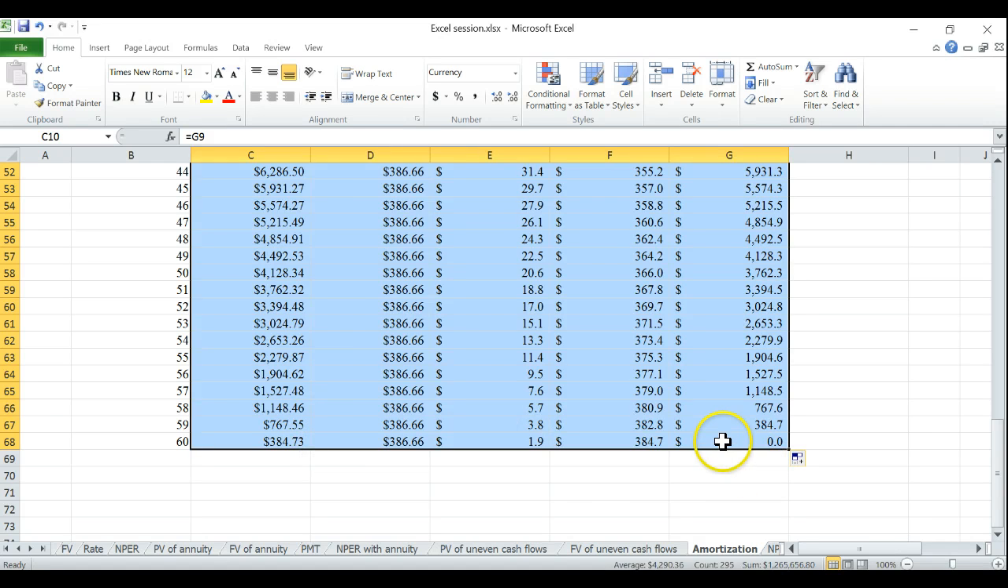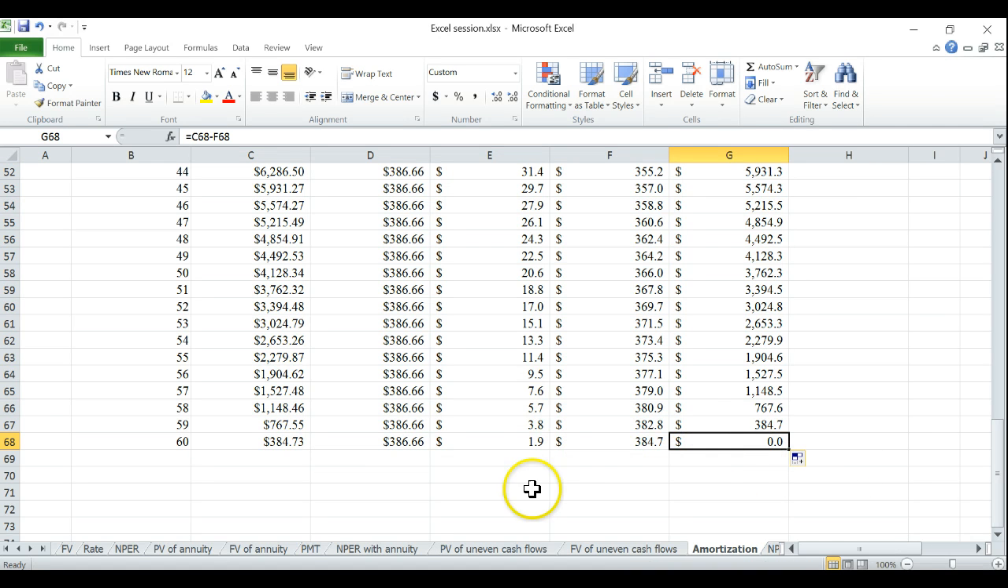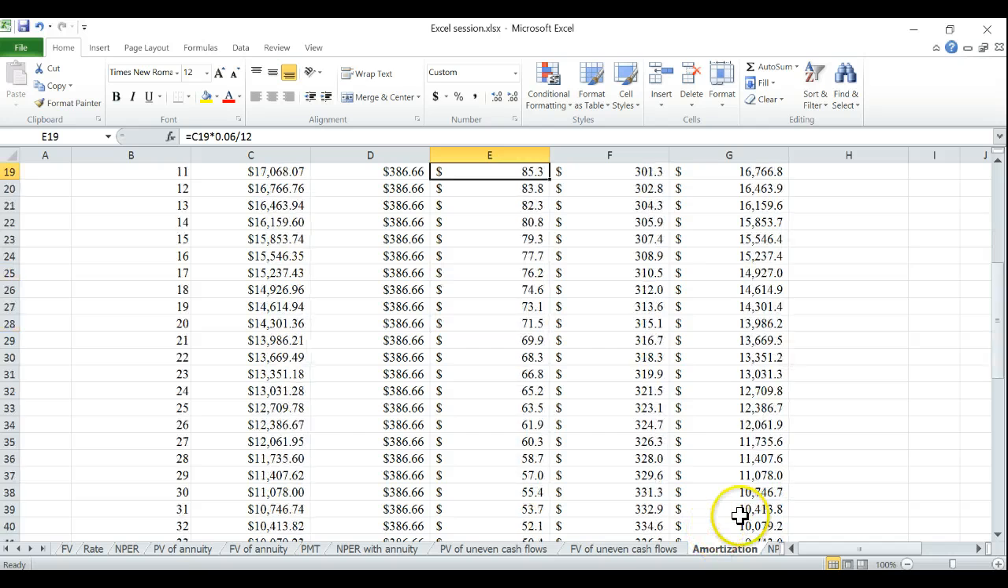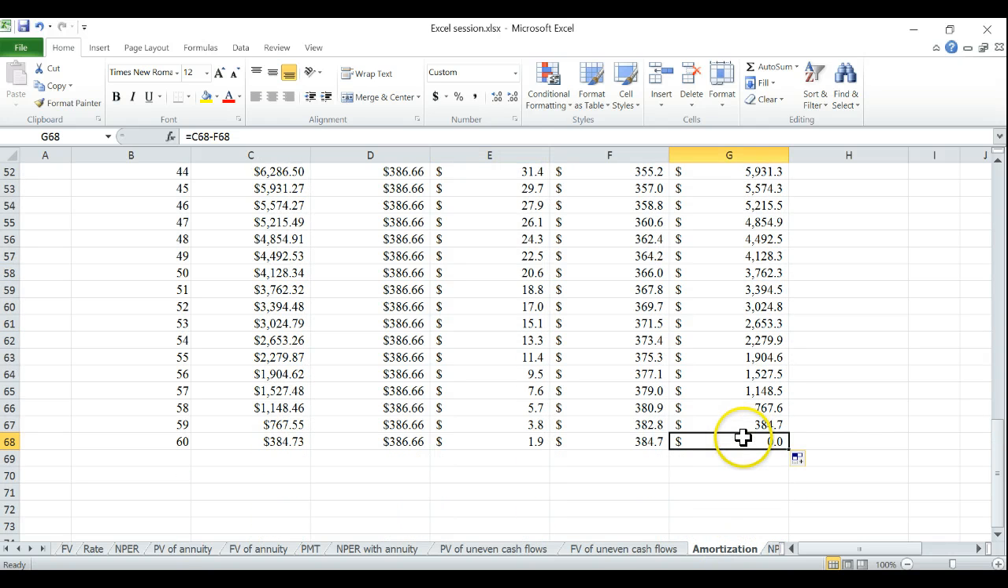And then as you can see, there is no more ending balance left. Your payment was every month $386, and as you see, you're paying more and more towards principal as you progress, and less towards interest, and then you are done all the way. At the end of time period 60, you have paid the entire loan, and that is your amortization schedule that we have.